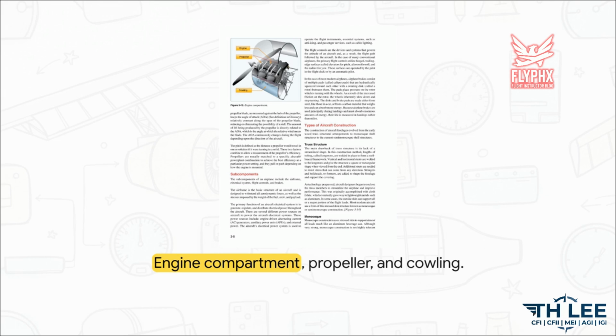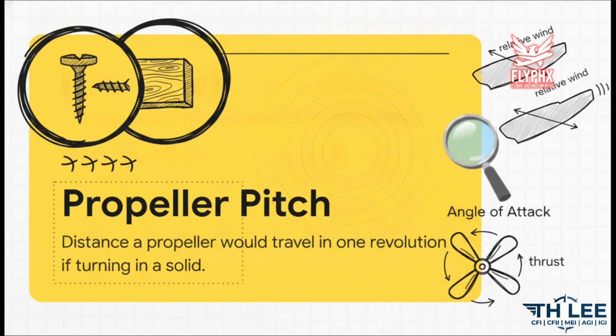But to truly understand how they generate that thrust, we need to talk about two very critical terms. Those terms are pitch and angle of attack. Now, please do not gloss over these. They are absolutely crucial. Pitch is defined as the theoretical distance a propeller would travel in one solid revolution if it were turning in a solid medium. Think of it like a screw driving into wood.